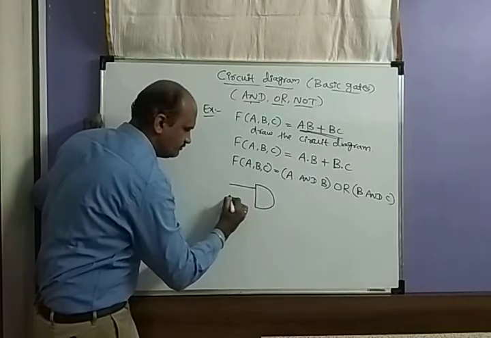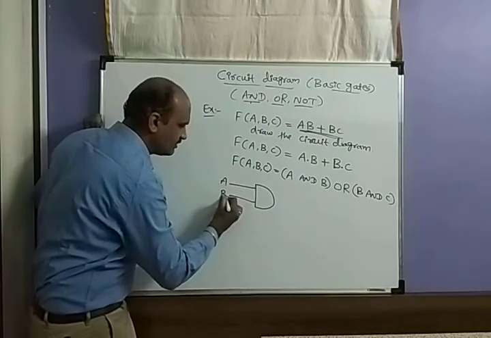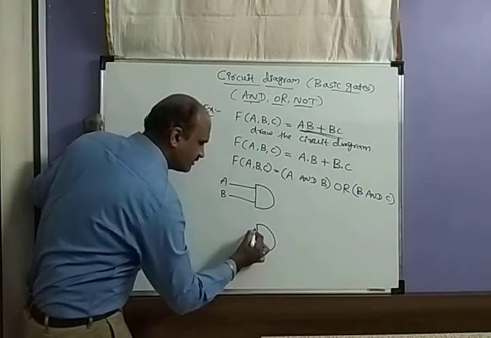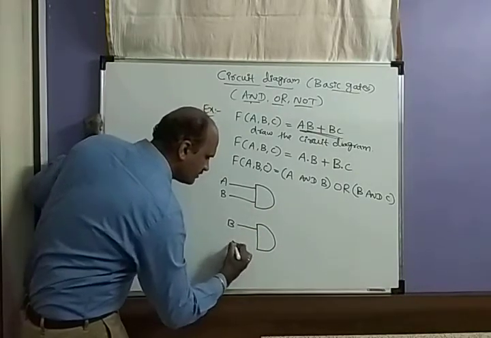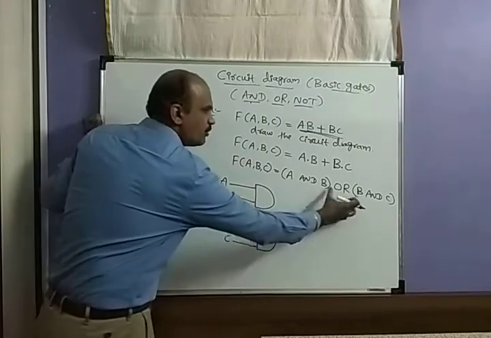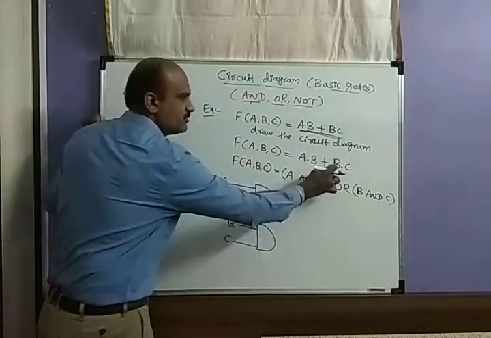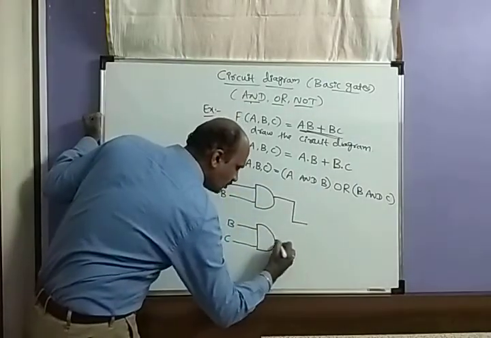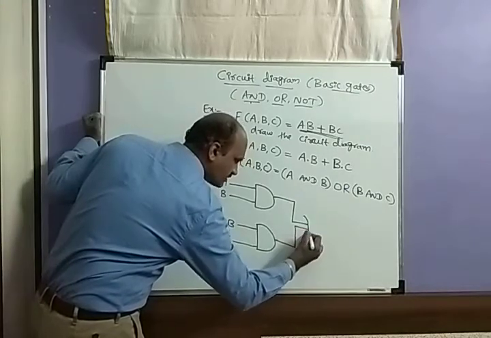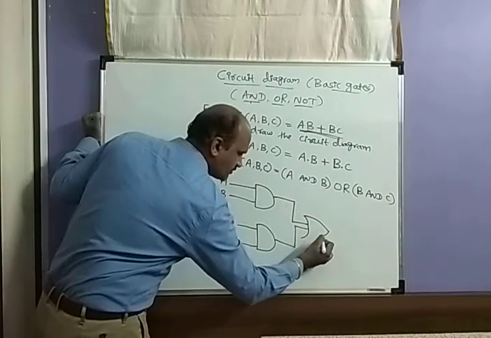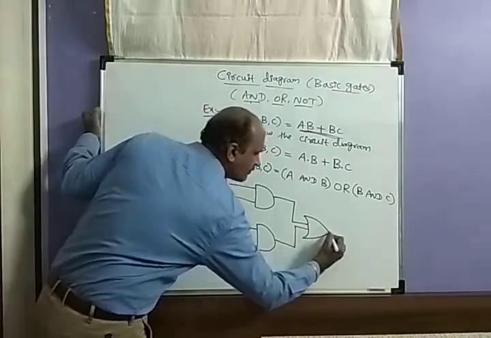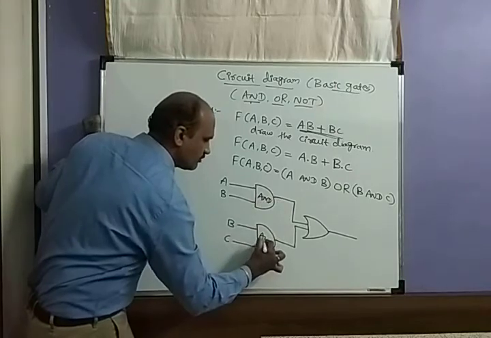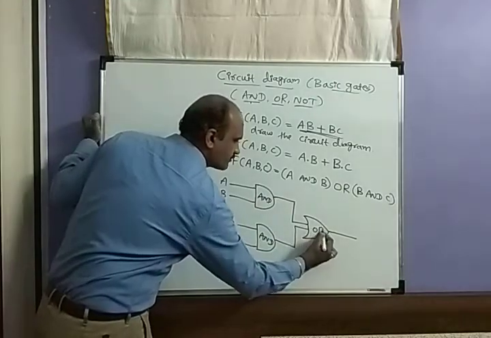So two inputs, A and B, are there. Then another AND gate, where B is there and C is there. Both are combined into the OR gate, because in between is the plus symbol, and plus means OR. So the OR gate is like this. These two are AND gates, and this is the OR gate.